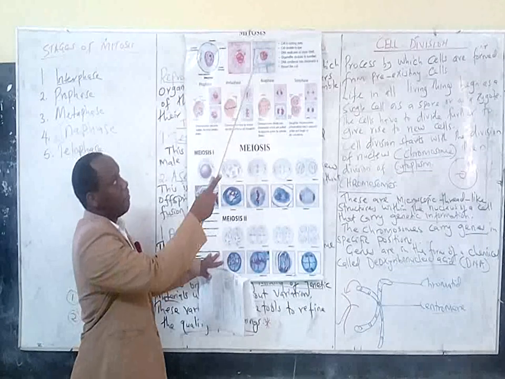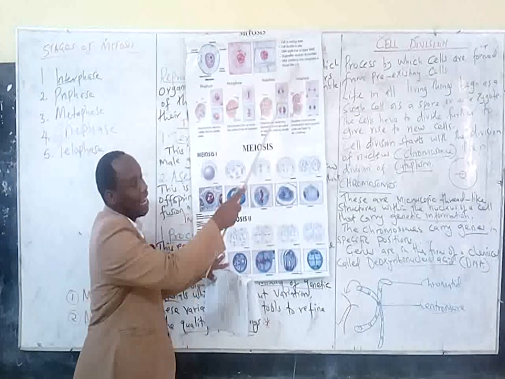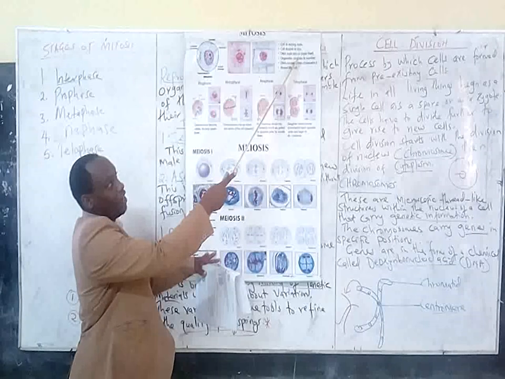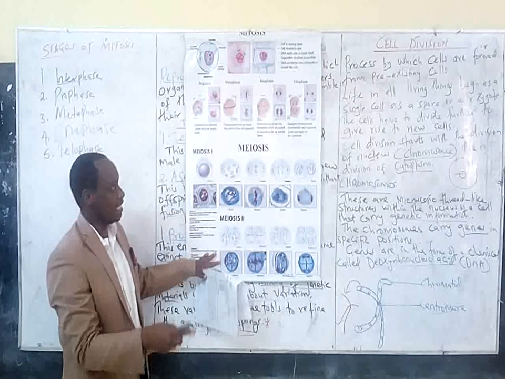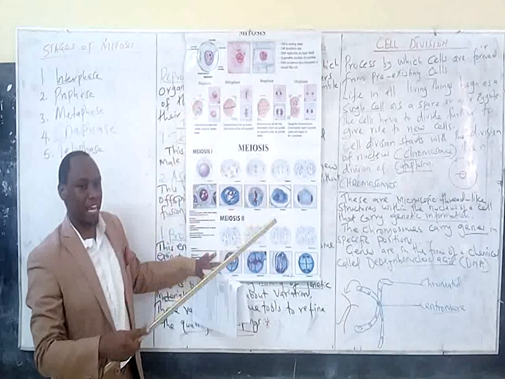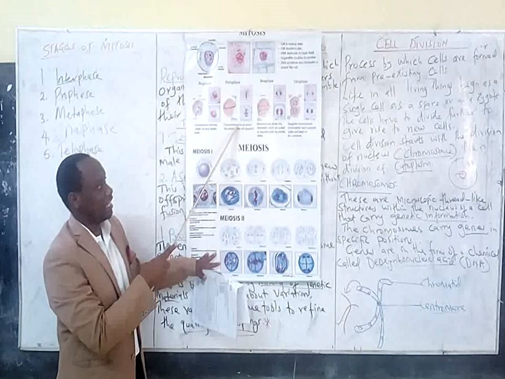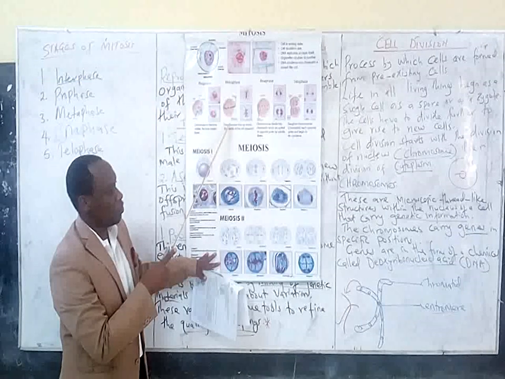Again, I say, interphase is a resting phase, energy is produced, organelles increase. When you come to prophase, the chromosomes are not visible, they are in thread-like structures called chromatin. But now when you come to prophase, the chromatin weakens and becomes visible. Number 3, the metaphase stage, the chromosomes are always at the what? At the center. The chromosomes are at the center.